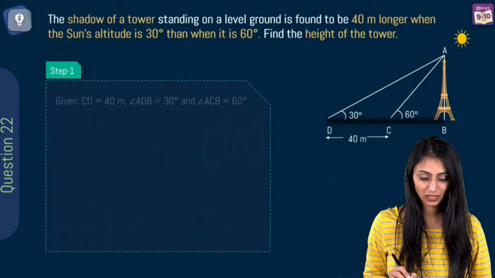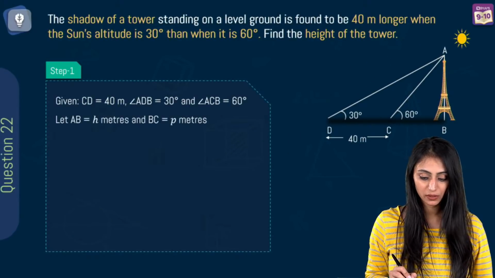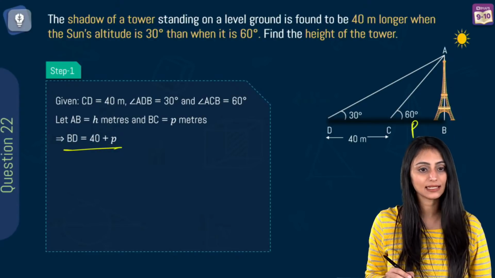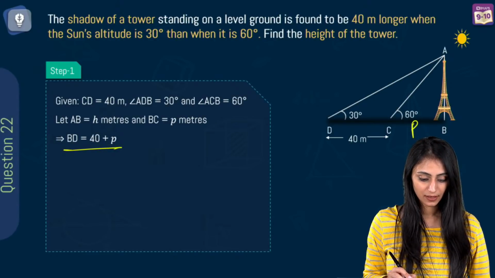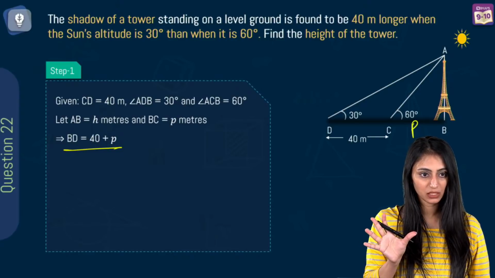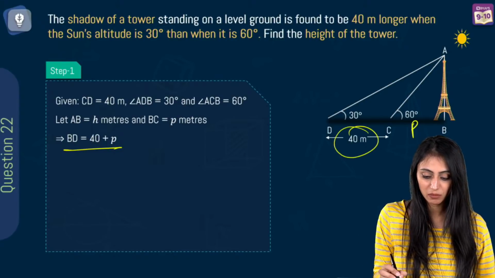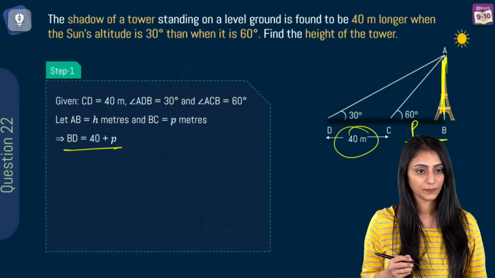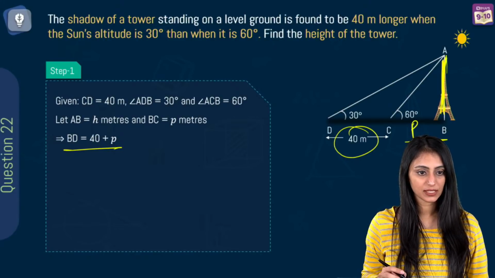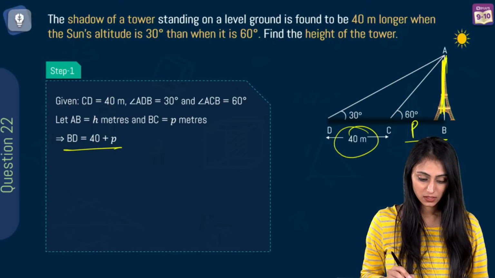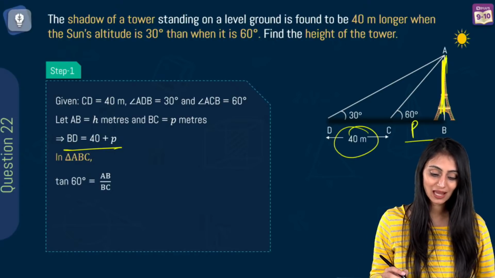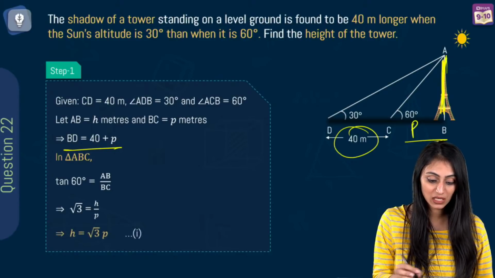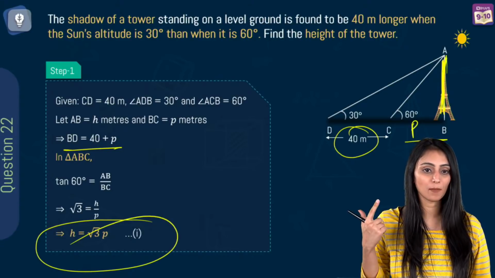We need to find the height of the tower. So we will simply say that BD is going to be 40 plus P, as I said BC is P meters. This is 40 meters, this is P meters. So we have to find the height of this. In this triangle ABC, tan 60 degrees would be AB upon BC. So root 3 would be H by P. H would be root 3 P. That's our equation number 1.